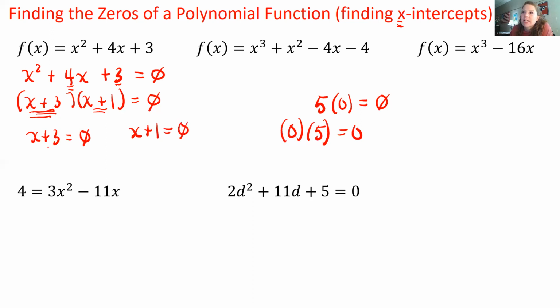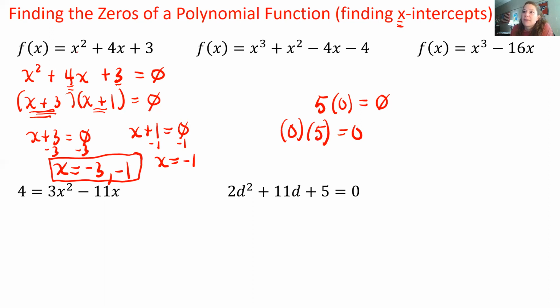For example, if I want to solve for x, I would subtract 3 from both sides. So I would say that x is equal to -3. And then on this one, I would subtract 1 from both sides. So I would say that x is also equal to -1. So you have two values for x.